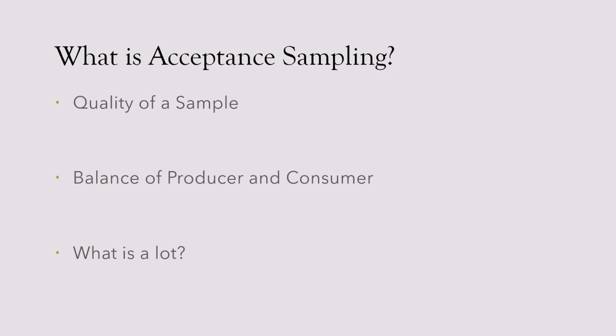So what is acceptance sampling? It has to do with the quality of a sample and also the balance of producer and consumer when it comes to producing and distributing samples. The group of items that will be analyzed is called the lot.